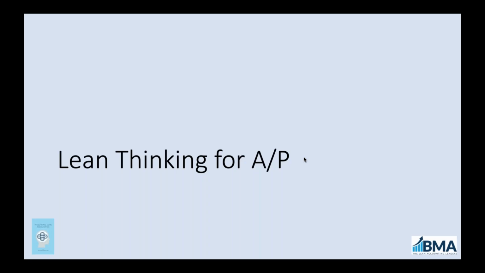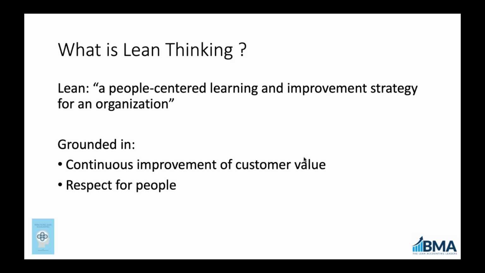Okay, so lean thinking for accounts payable. What's really important to understand here is that improving accounts payable or improving any accounting process is not just doing things. It's not, and there really is no end. It's not like we're going to do something, we're going to make improvements, and then we're finished. It's a thinking process, okay, and it's also practicing. So lean thinking is a people-centered learning and improvement strategy for an organization. Here's the key aspects. It's about people, and it's about people learning and people making improvements. It's grounded in continuous improvement and respect for people.